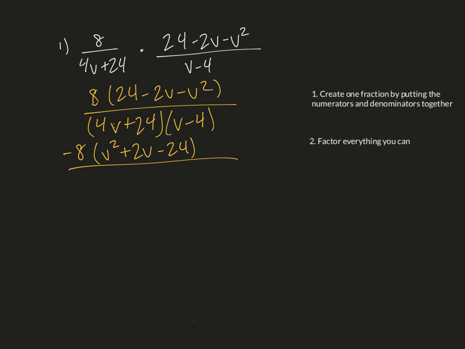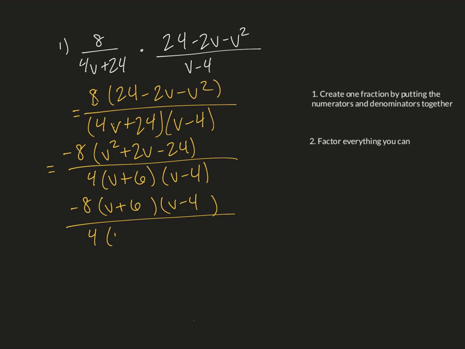On the bottom, for factoring out, I noticed in the first term, I have a 4 that can come out, and I'm left with a v plus 6. And then the last one, v minus 4, is just going to stay a v minus 4. I still have a little bit of factoring that I can do. So on the top, I have that negative 8, and then if I factor that quadratic, it would end up being a v plus 6 and a v minus 4. And then on the bottom, we still have that 4 times v plus 6 times v minus 4.